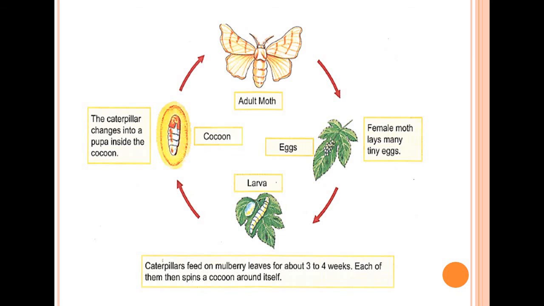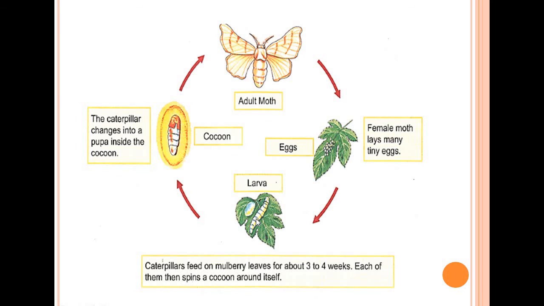Now in this picture you can see how the life cycle of the silk moth takes place. Here there is a female moth that lays many tiny eggs. This is the egg stage. Then caterpillars feed. Larva is the stage and the body structure is a caterpillar. Caterpillars feed on mulberry leaves for about 3 to 4 weeks, or about 30 days. Each of them then spins a cocoon around itself.